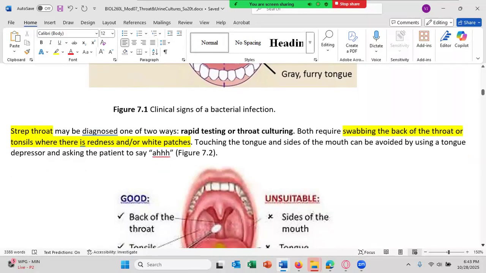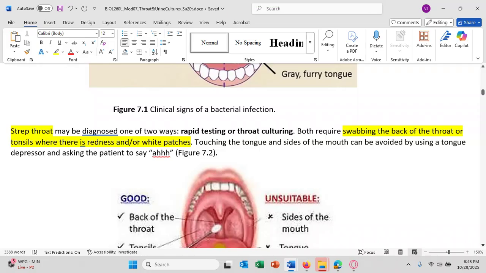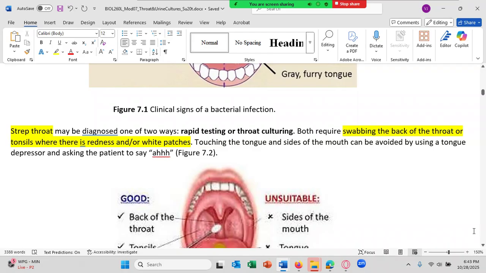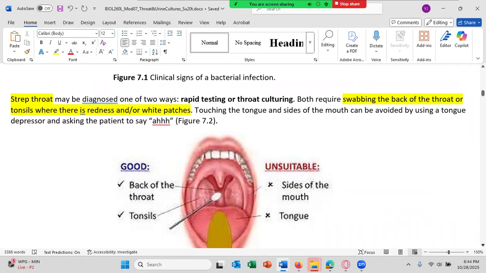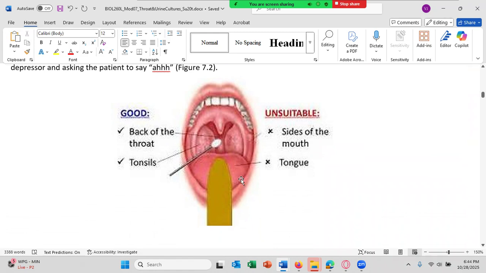Strep throat may be diagnosed in one of two ways, the rapid testing or the throat culturing. We're only going to talk about the throat culturing. You swab the back of the throat where the tonsils are or where there's redness or white patches, and you do not touch the tongue. You do not touch the sides of the mouth, the teeth, or the top of the mouth. A tongue suppressor helps to hold the tongue in place and get the swab to the back of the throat.